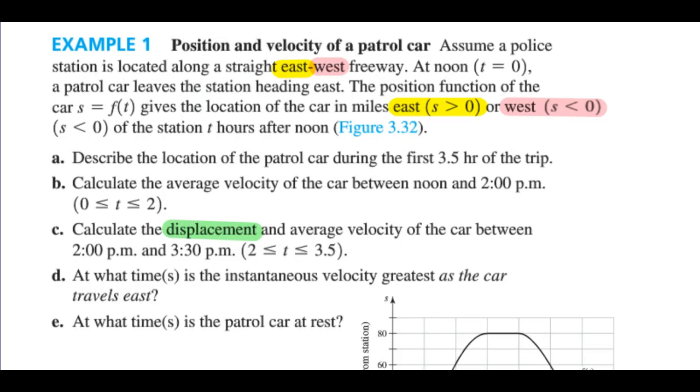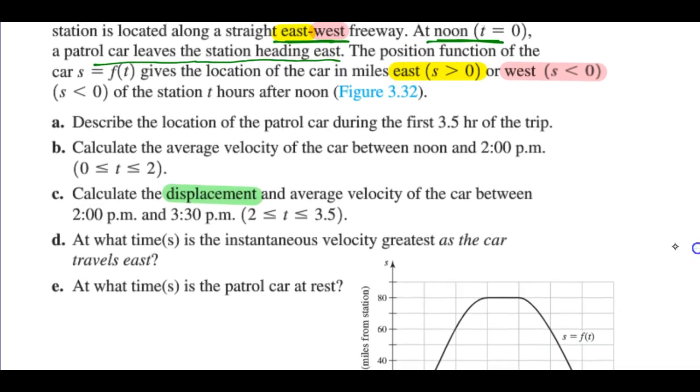So let me give you an example here. We have a police station, and the patrol car is going along a straight east and west freeway. At noon, we're going to say at time 0, the patrol car leaves the station heading east. And they have a function down here to show you what's going on. The position function of the car is given by that function. East is positive and west is negative.